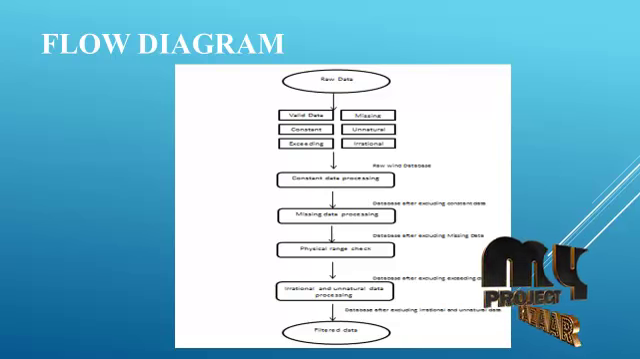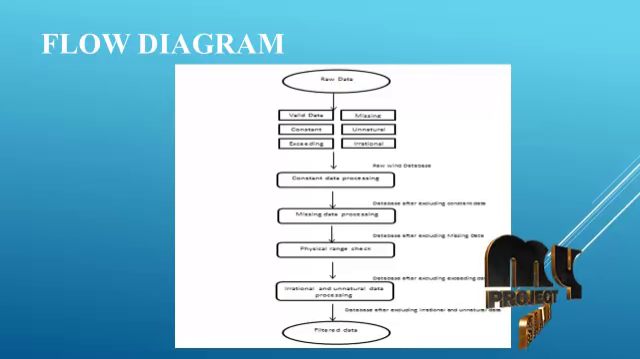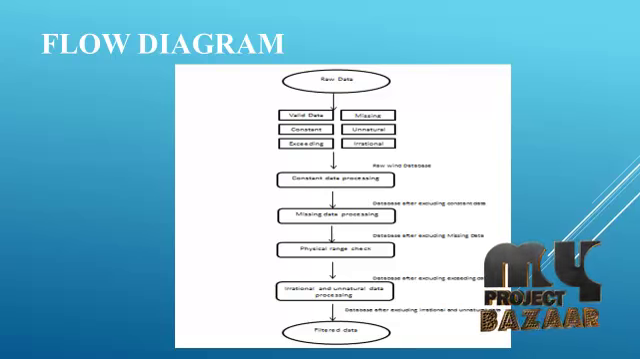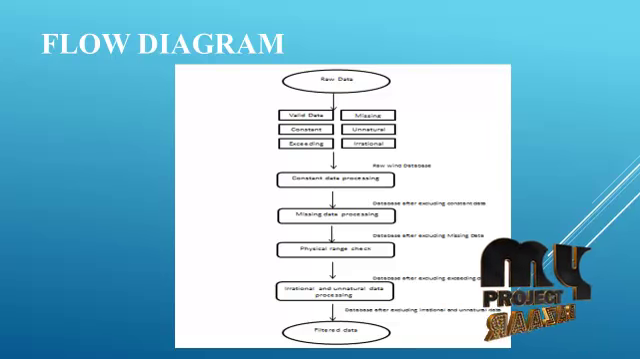Then the output of the irrational and unnatural data check is saved as filtered data. The filtered data are said to be valid data. This is the output of the process. So this is all about the overall flow diagram.